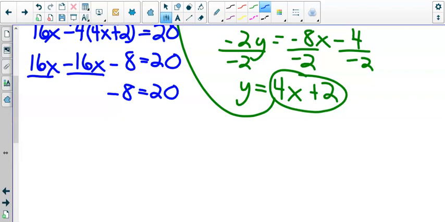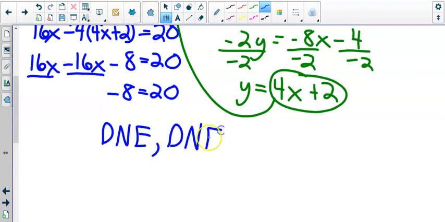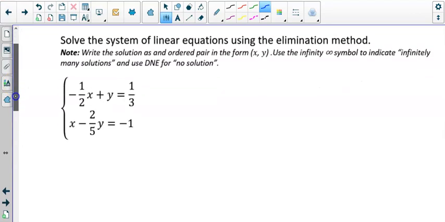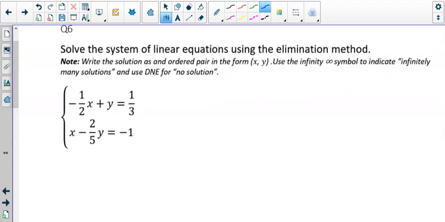We're not the same. So this is exactly what you said. This is a no solution. But in the parentheses, you put DNE, comma, DNE. Okay? Alrighty then. And then they throw this guy. Again, this says perform elimination. You can do elimination. You can do substitution. You can graph this if you want. Lots of ways to do this.